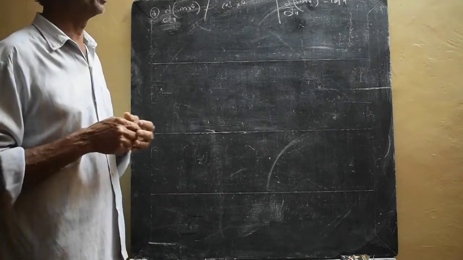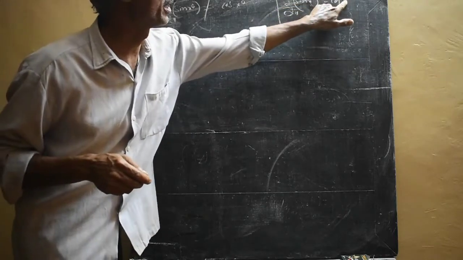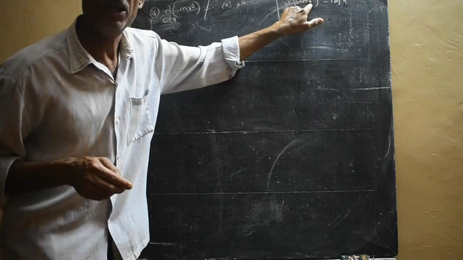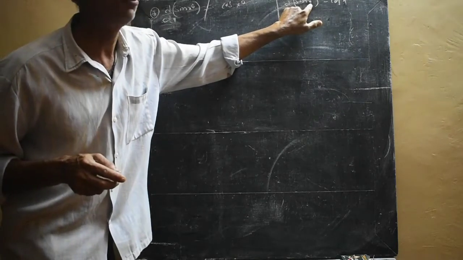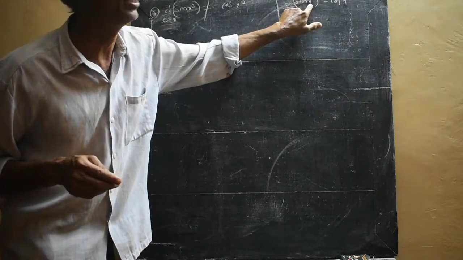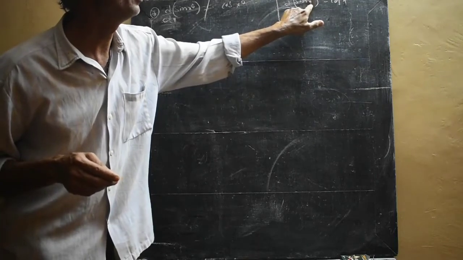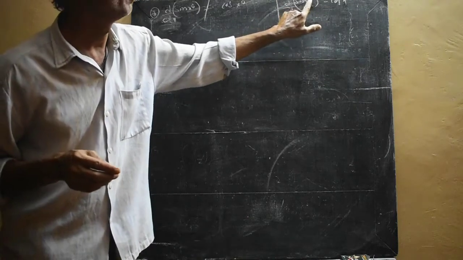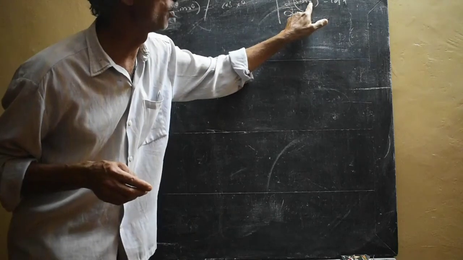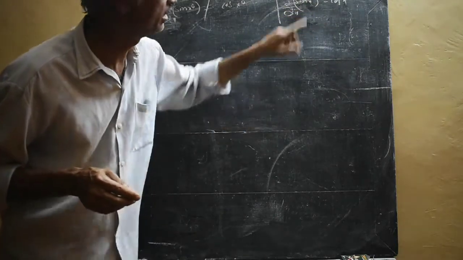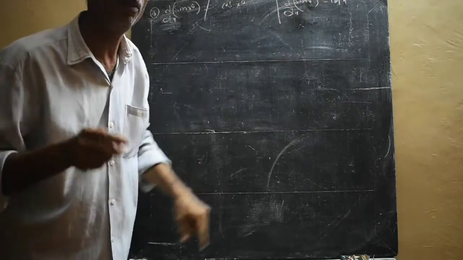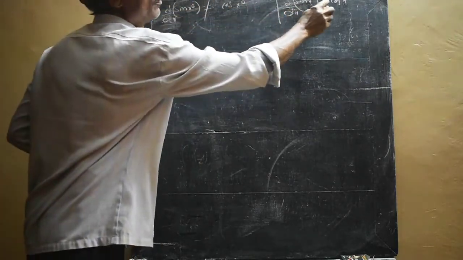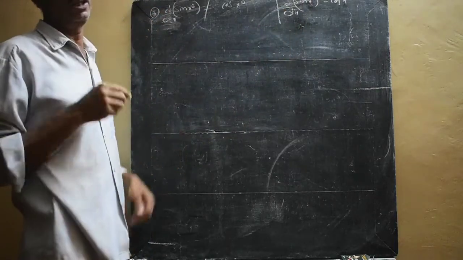It is understood. Therefore, d by dx of sin x is equals to cos x, correct when x is in radian. No need to mention the unit if the angle is in radian. If it is in degrees, then you have to mention x degrees. But here sin x differentiation is cos x provided x is in radians. Here x is in radian because unit is not mentioned.